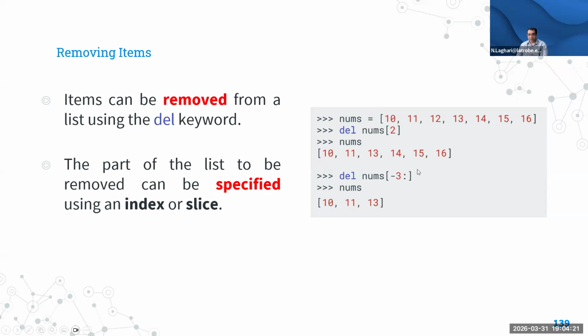And if you want to now delete -3, so -1, -2, -3, 14 should be deleted. -3 and onwards. So you want to delete the whole slice. So you say that you want to delete from -3 onwards. So it is going to delete the whole slice.